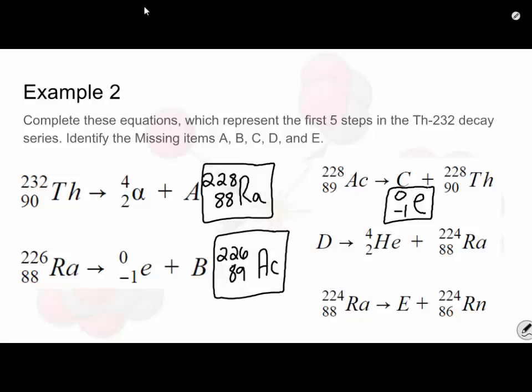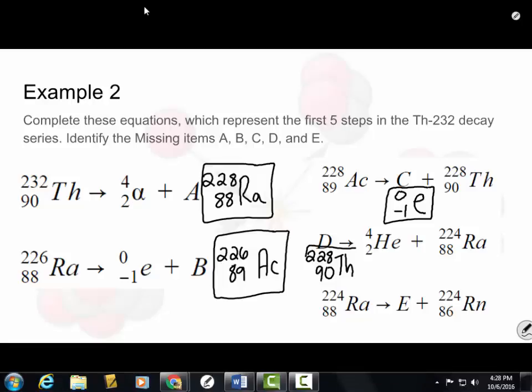Okay, let's try letter D. So again, we've got to get our top numbers and our bottom numbers to equal on both sides of our arrows. So right now we have 4 plus 224 on our right. So that gives us a total of 228. Now our bottom numbers, we have 2 and we have 88. So 88 plus 2 gives us 90. And then we use our periodic table to look up element 90. So element 90 is thorium. So we're back to a different version of thorium now. So our answer for D would be that.